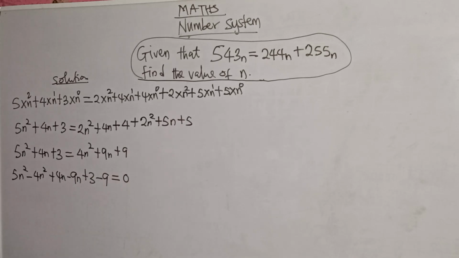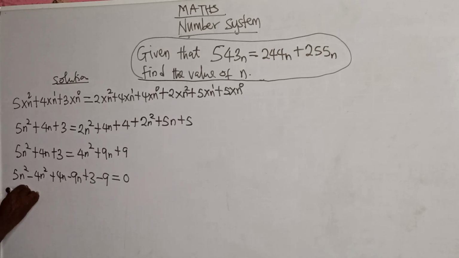We will now say equals to 0. Remember, when you are collecting like terms, when minus crosses the equals to, it changes to plus. That is it. Then 5n square minus 4n square will give us n square, because we cannot say 1n square here. It's supposed to be 1, but since it's 1, we don't need to show it.